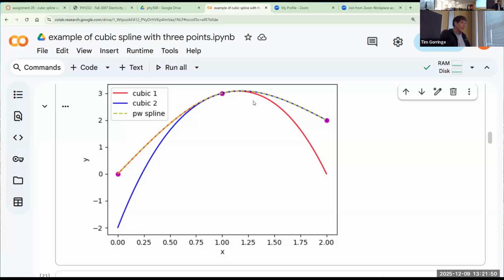The yellow line that you see that passes through all 3 data points is this concatenation that I made of these 2 cubics. And so that is our cubic spline through 3 data points. We've solved the problem with some labor with linear algebra. The easy bit was the linear algebra calling NumPy functions, the harder bit was constructing the vectors and the matrix especially. But that's how a cubic spline works.